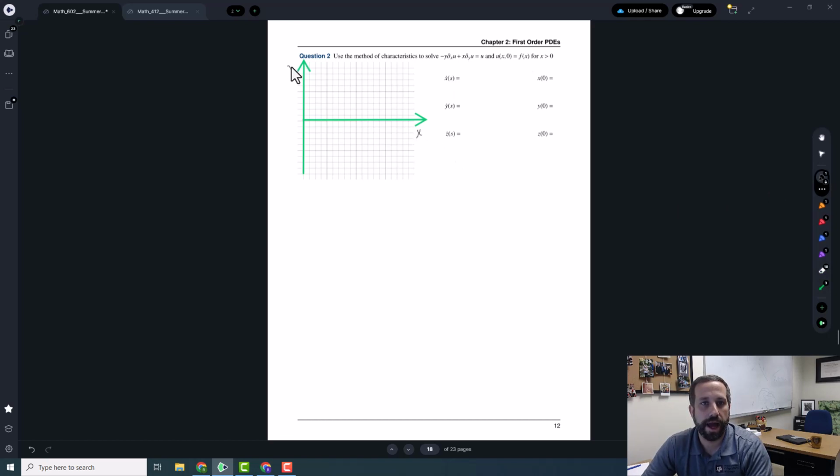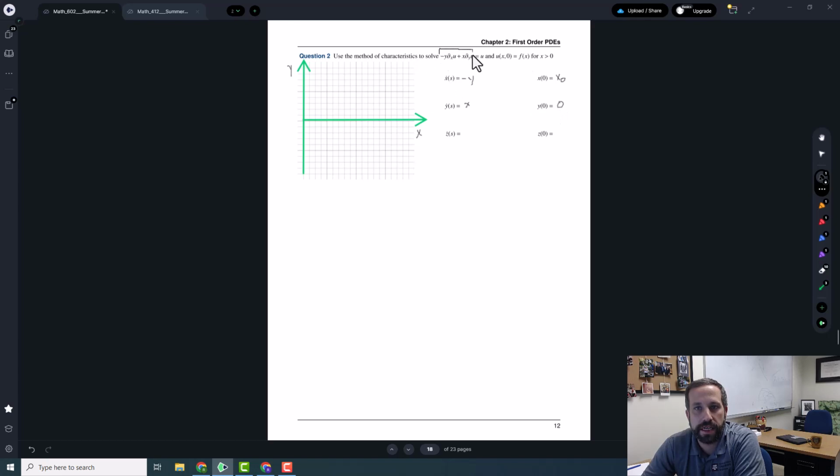This is the y-axis. Okay, again, x dot of s is minus y, because that's what's multiplying the x derivative of u. And now x of 0, which is going to be a generic point on the positive x-axis, because we only care about x greater than 0, so that's going to be x naught. y dot of s is equal to x, and y of 0 is going to be equal to 0.